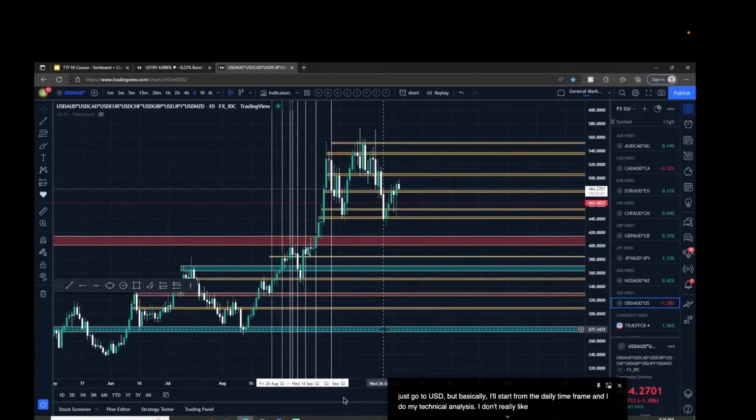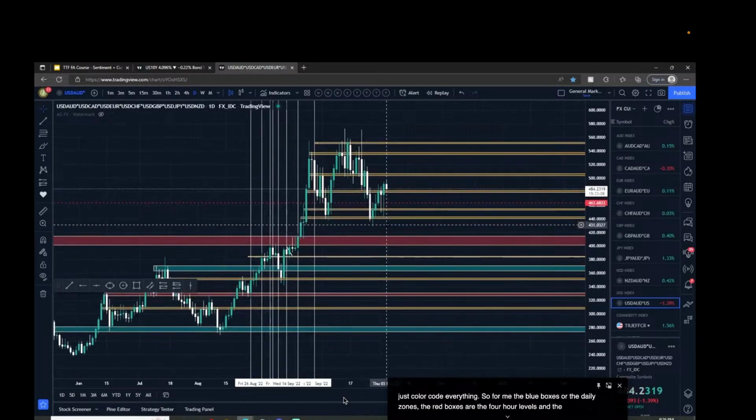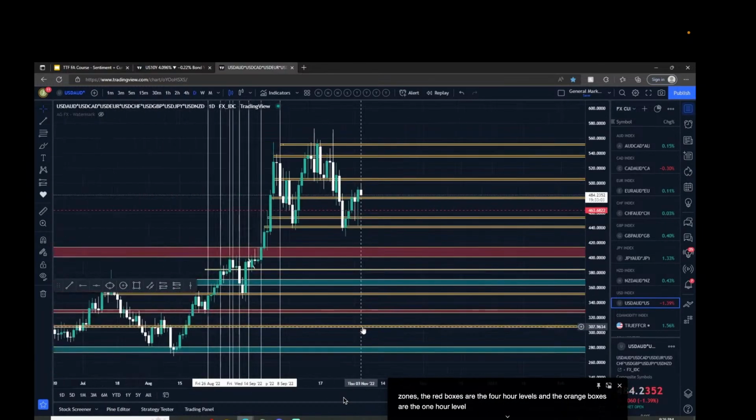I don't really like to write daily and 4 hour. I just color code everything. So for me, the blue boxes are the daily zones, the red boxes are the 4 hour levels, and the orange boxes are the 1 hour levels. So you just literally mark up levels to where you think is strong support and resistance.